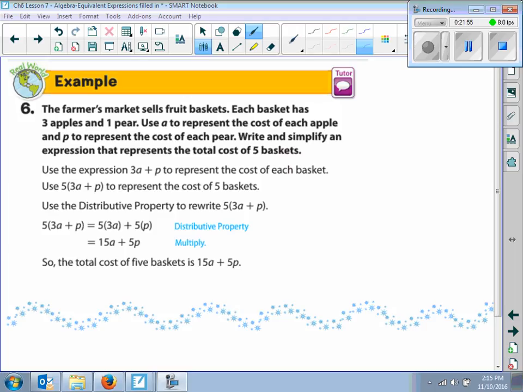Now, the question says, how many for 5 baskets? So, we've got the 3A plus P, and we are multiplying that times 5 baskets, right there. And then we will use the distributive property to simplify. Is everybody clear? Yes.